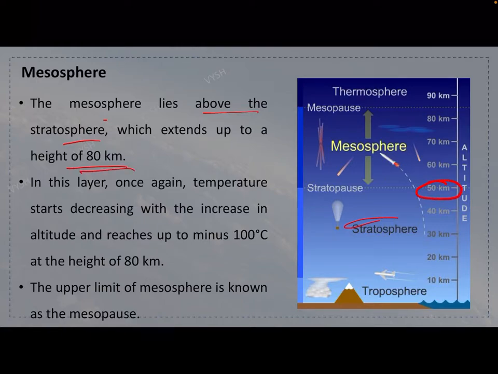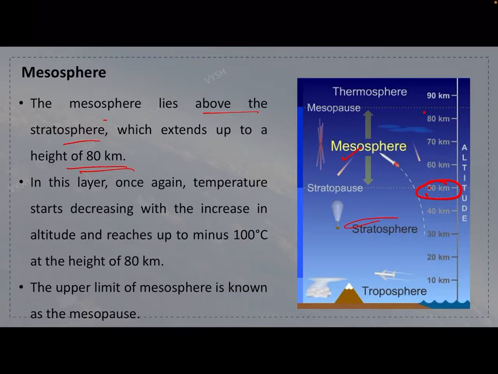Okay, so the stratosphere is up to 50 kilometers, and from 50 to 80 kilometers it is the mesosphere. Mesosphere is basically where satellite things, as well as space related things, happen.